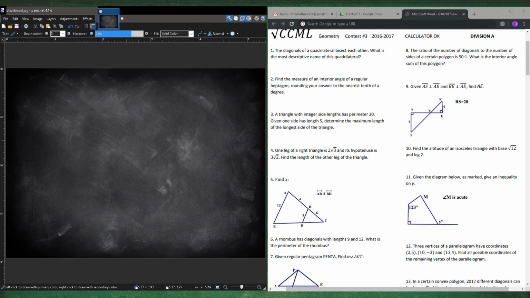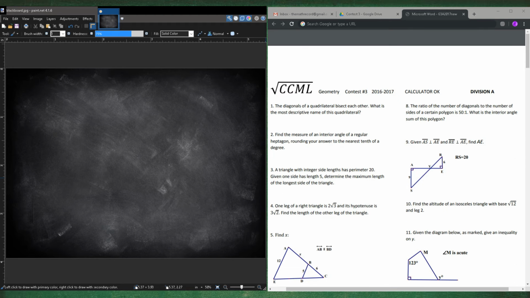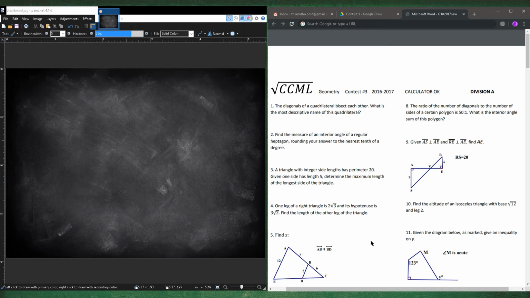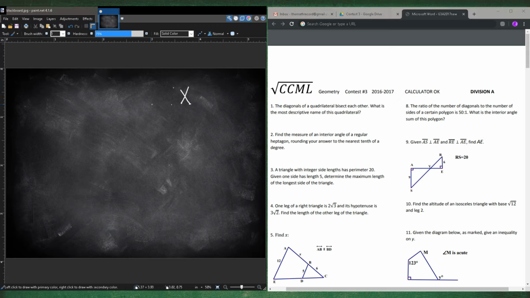Pretty interesting question though. Question 8. The ratio of the number of diagonals to the number of sides of a certain polygon is 50 to 1. What's the interior angle sum of the polygon? So let's say the side length is x, right? So x is right here in that ratio.